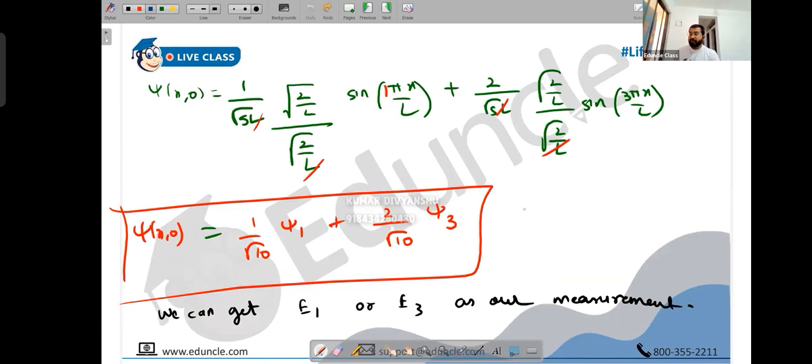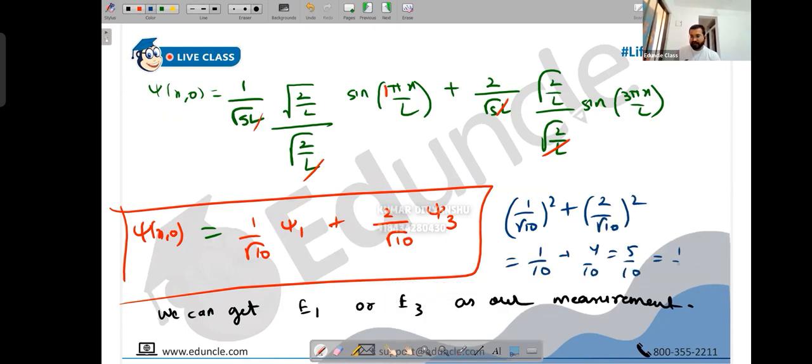Let's check. I hope you remember the condition from the morning: C1 squared plus C2 squared was supposed to be 1 for normalization. So let's check: (1/√10)² plus (2/√10)², which is 1/10 plus 4/10, so 5/10. Obviously this is 1/2, which is not equal to 1. Since this is not 1, you can say the initial wave function is not normalized.